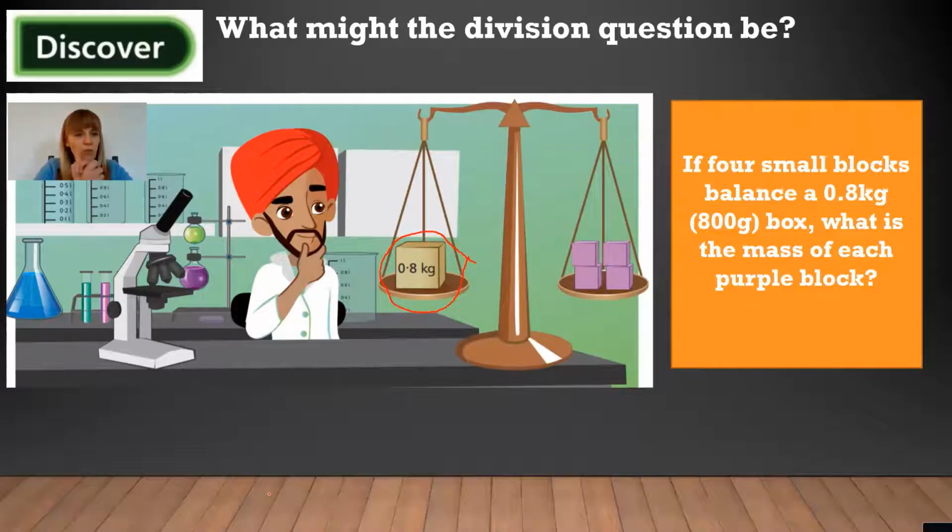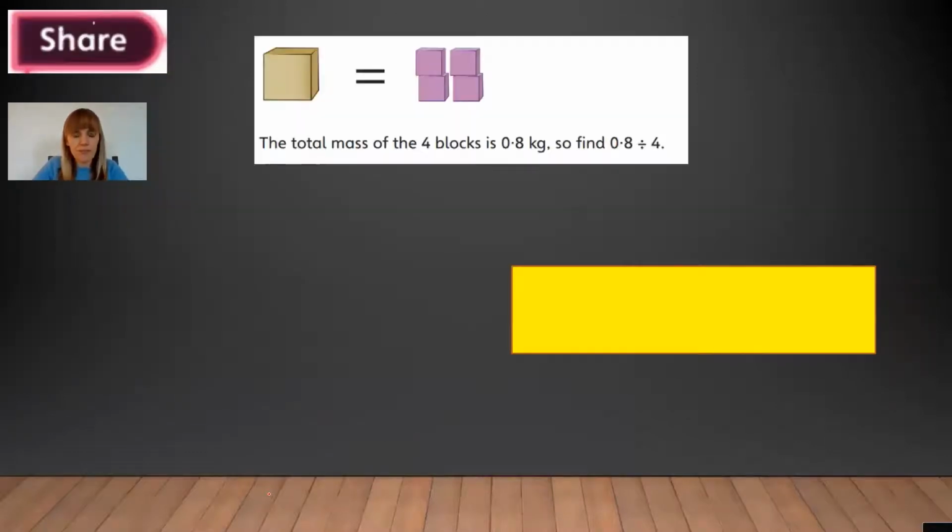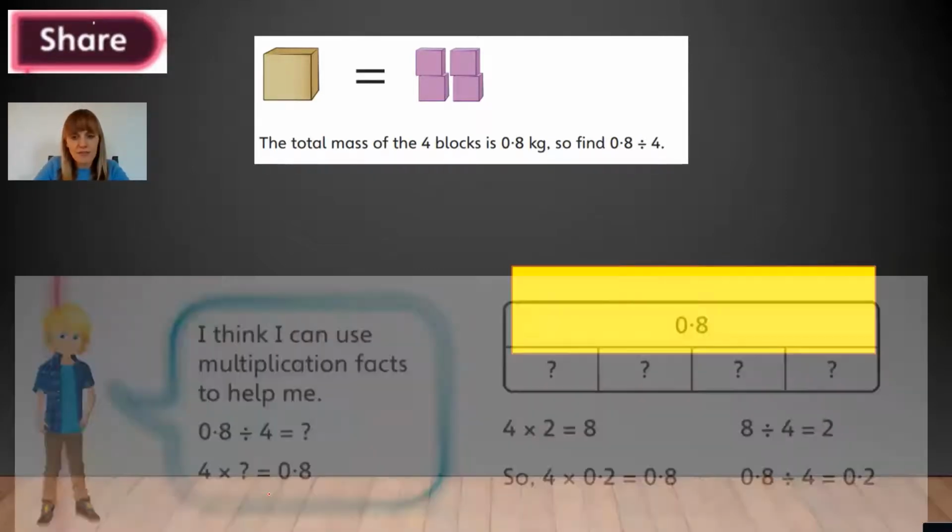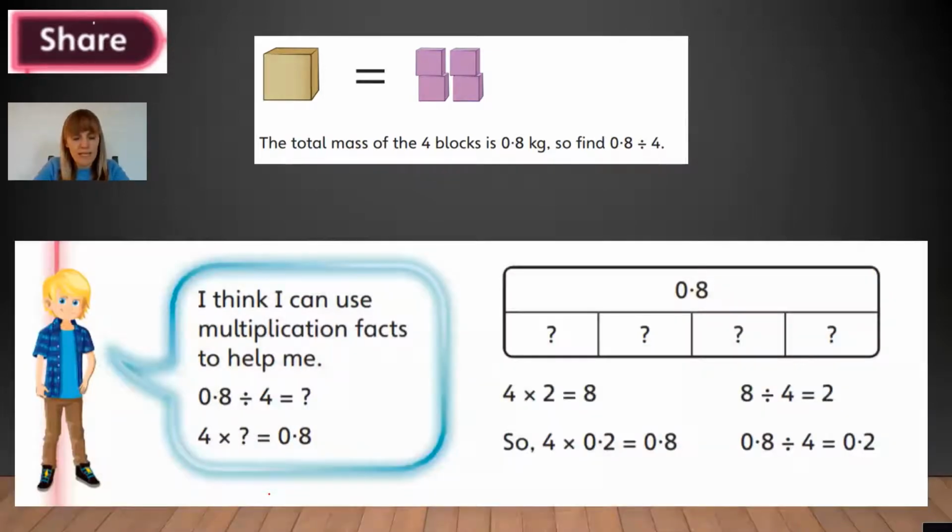So how are we going to work out the weight of one box? First of all, what's our calculation going to be? Well, we've got to decide 0.8 divided by 4 equals what? And that's going to tell us how much one box would weigh. So there it is in a diagram. We know that the total mass of the 4 blocks is 0.8 kilograms, so we've got to find out 0.8 divided by 4.